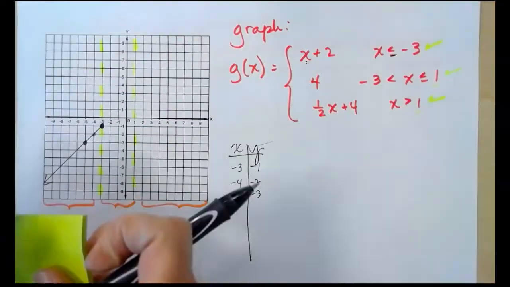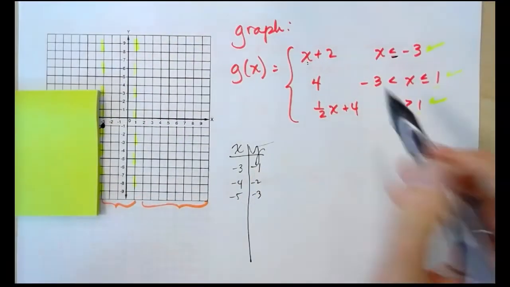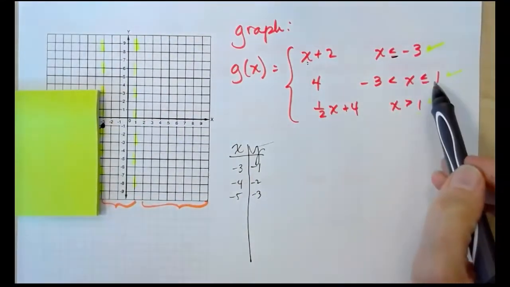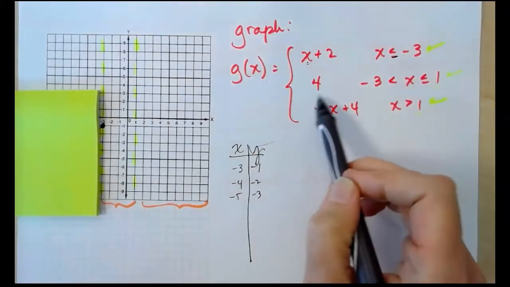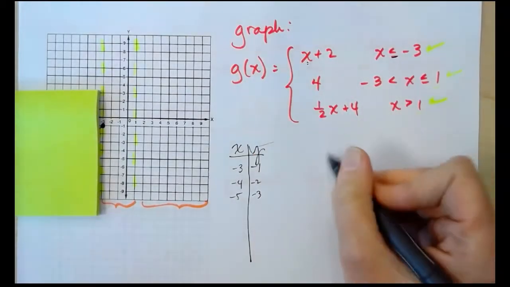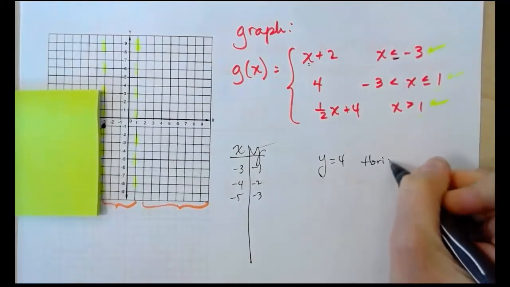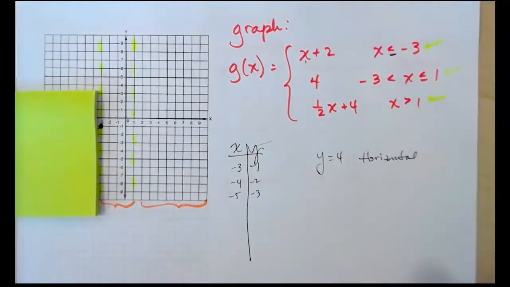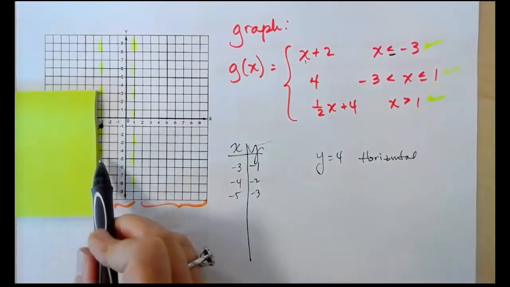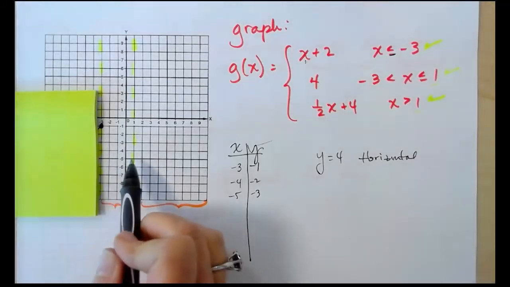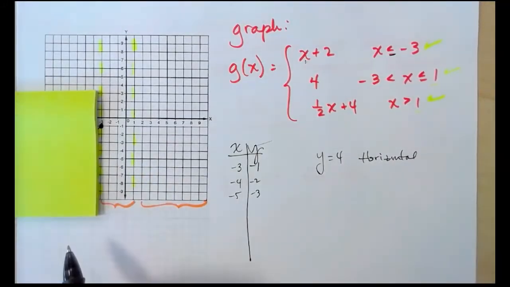All right, now let's cover that, because now we're going to be working in this second piece of the function. Now, if g of x equals 4, think about that. That's the same as y equals 4. That is a horizontal line, a constant function. So basically, in this section of the graph, y equals 4.